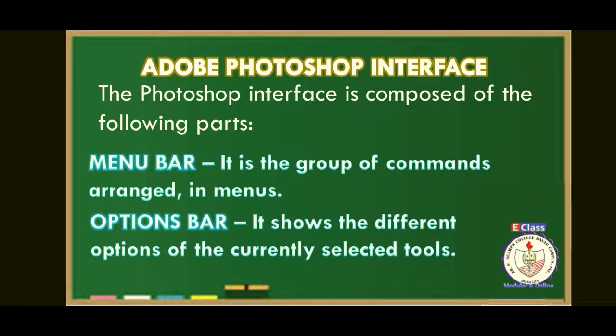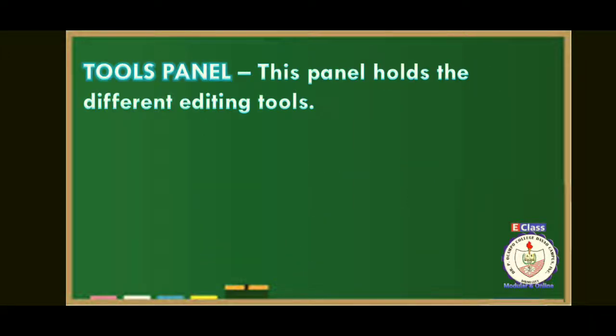Next is the options bar. It shows the different options of the currently selected tool. Next is the tools panel. This panel holds the different editing tools, which are also arranged in groups.